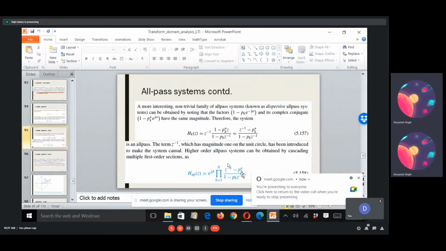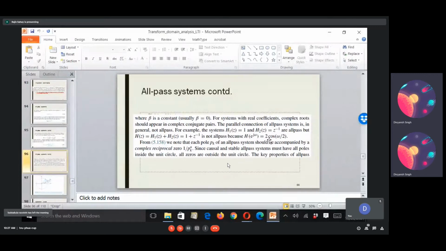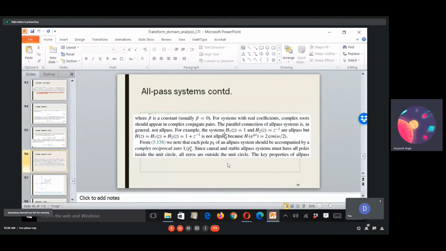So we can obtain higher order all pass systems by cascading first order all pass systems. So this is clear. Let me go to the next slide. All this I had shown in the last class. We had also seen that cascading first order all pass systems will produce an all pass system, but adding first order all pass systems in parallel may not produce an all pass system. So I had shown you this particular example.